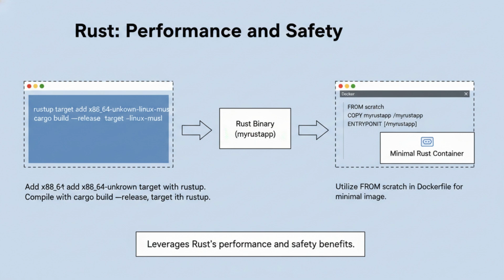The --release flag ensures optimizations for performance and size. Similar to Go, the resulting static binary can then be placed into a from-scratch Docker image, creating an extremely small and efficient container that leverages Rust's benefits without any unnecessary baggage from the operating system.